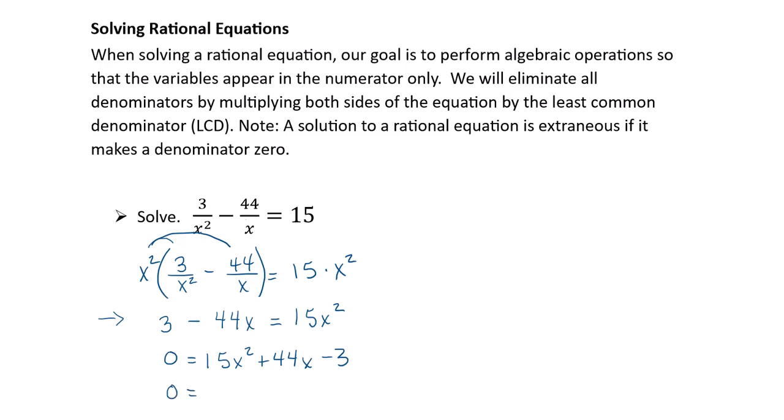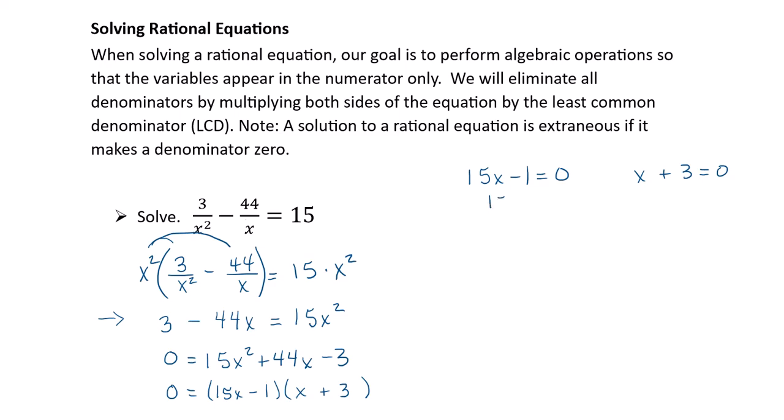So we'll have 0 equals my 15x squared. Let's break it up as 15x and x. My negative 3, we can break that up as a negative 1 plus 3. Again, use whatever factoring strategy you're used to. And that gives me a 45x minus 1x, which is a positive 44x for the middle. And then we can solve these simpler linear equations.